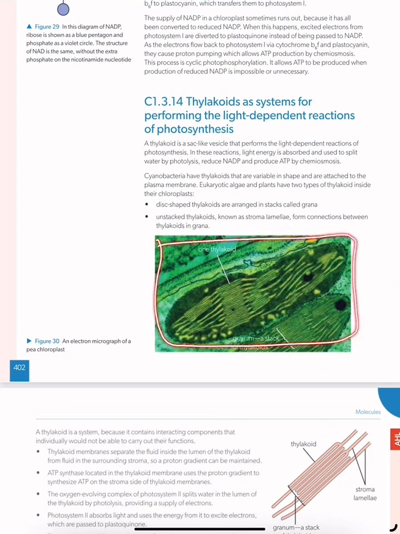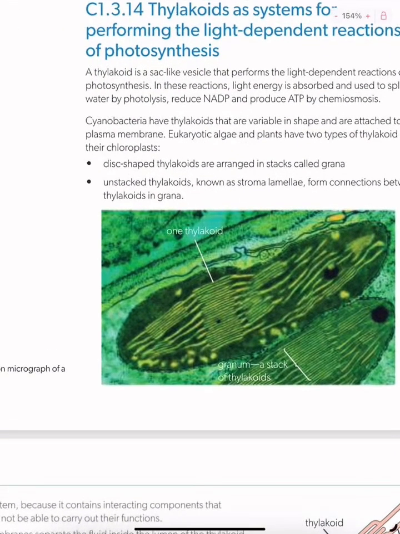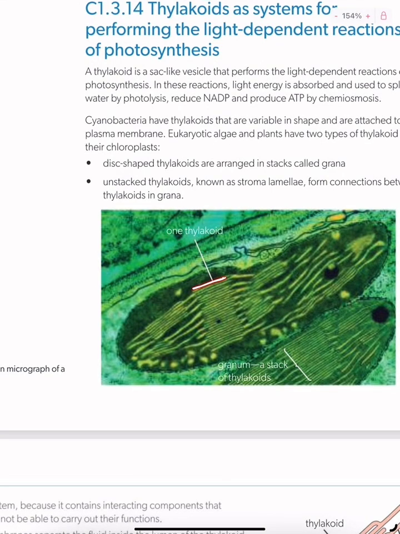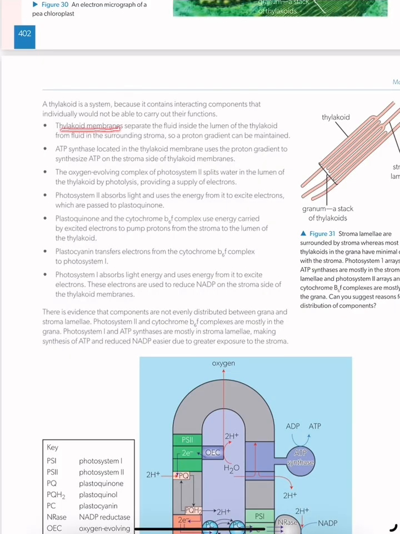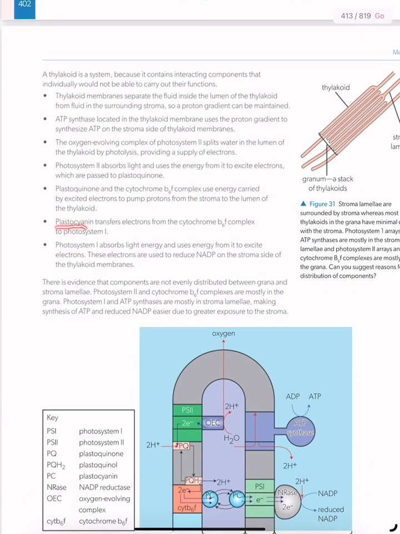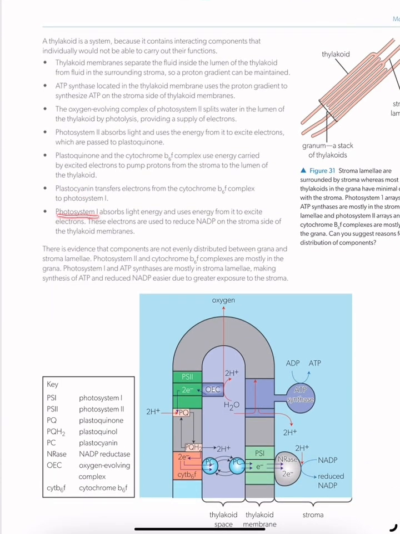This is an electron micrograph of a chloroplast. So this is one thylakoid, and a stack of thylakoids is called a granum, and multiple stacks of thylakoids are called grana. We have the thylakoid membranes, ATP synthase, photosystem 2, plastoquinone and B6F complexes, plastocyanin, and photosystem 1.